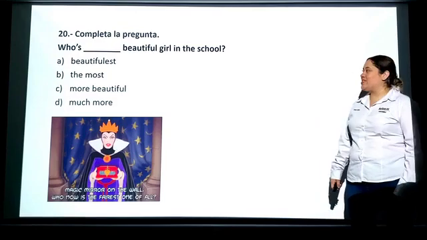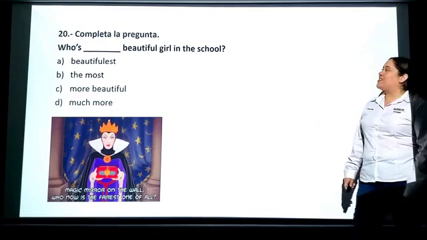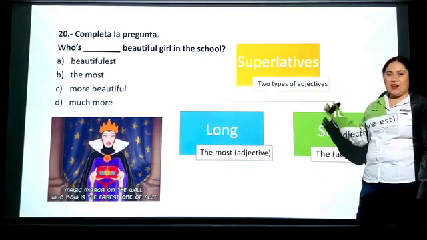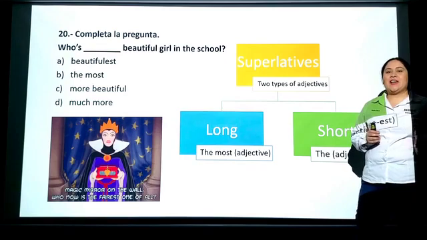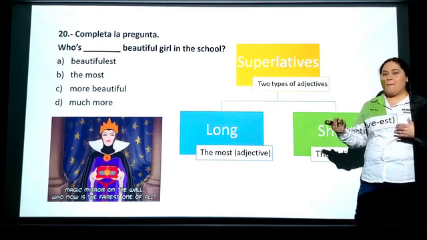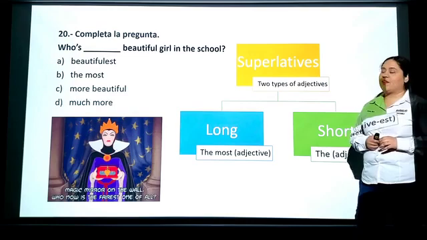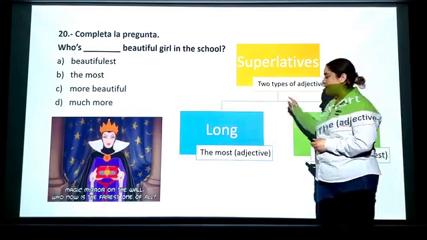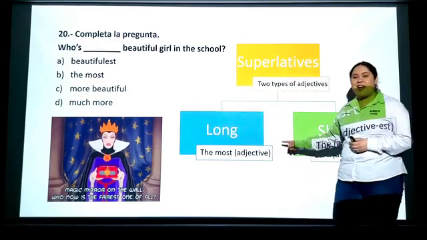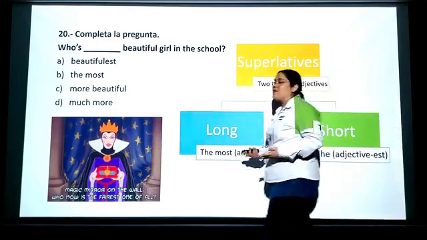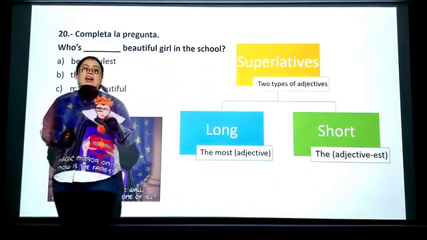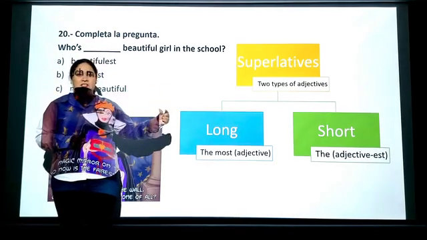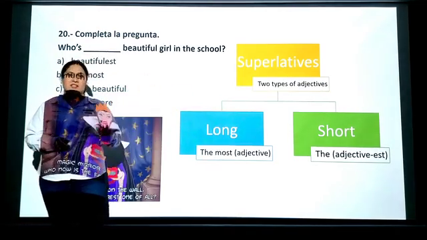Number 20. Who's beautiful girl in the school? Okay. So over here, we're going to pay attention to the superlatives. The superlatives can either be long or short, based on the adjective that you're using. If you use a long adjective, you are going to use the most, and then the adjective. But when you use a very short adjective, you are going to say the adjective, and it is going to finish with est.